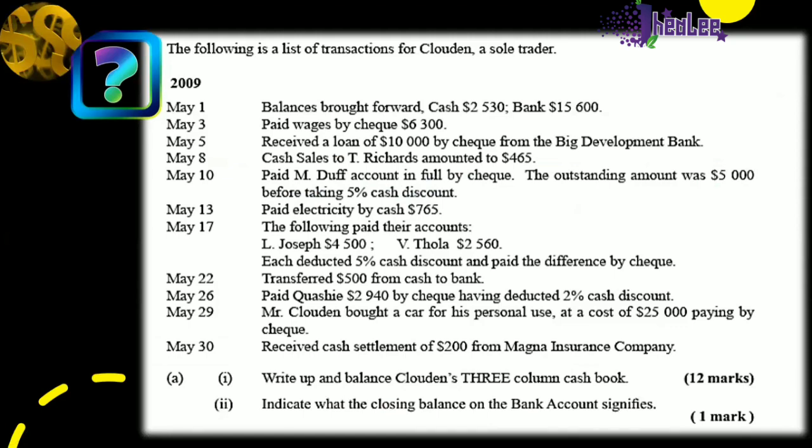Before you make the record in your cash book, you have to take out that discount. 5% of the value that was outstanding, the actual value that was outstanding, gives us $250. So that's 5% of $5,000. So that would be recorded in the discount column. And for the amount that we have paid, it is $5,000 less the discount, which is $4,750. So we're going to make a record of that in the cash book.